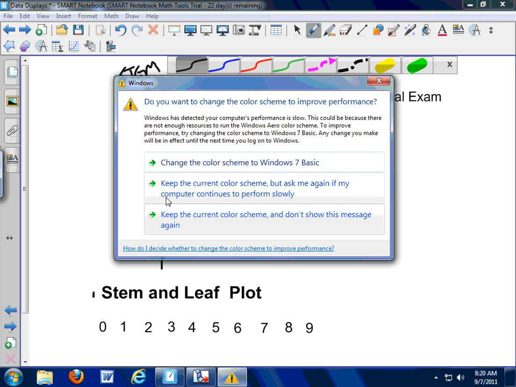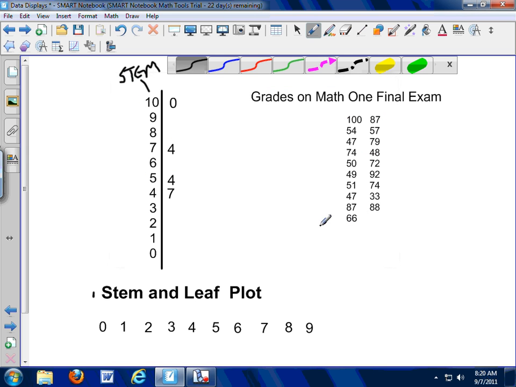Why is it doing that? Don't show that message again.